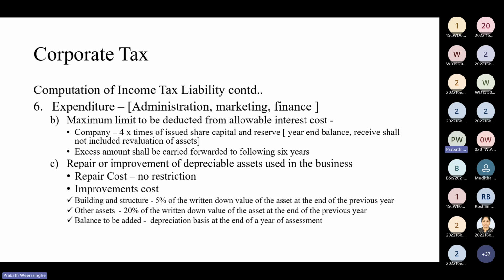Reserve shall not include revaluation of assets. Revaluation reserves, we have to remove. So other reserves we can use, right? Any excess amount we can carry forward to the next 6 years and we can claim, subject to the same limitation. So that is relevant to the interest cost or the finance cost which is incurred.